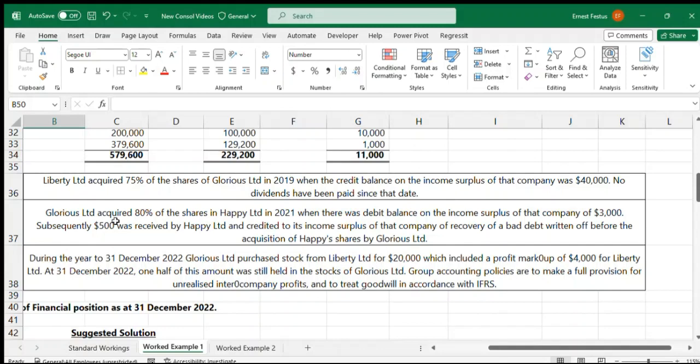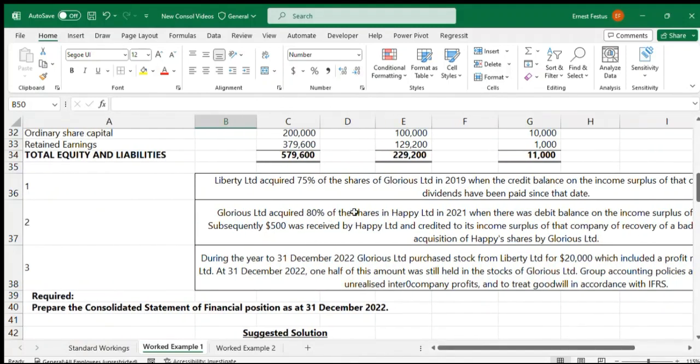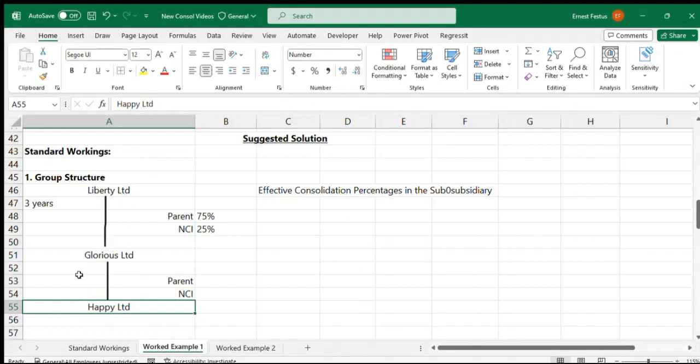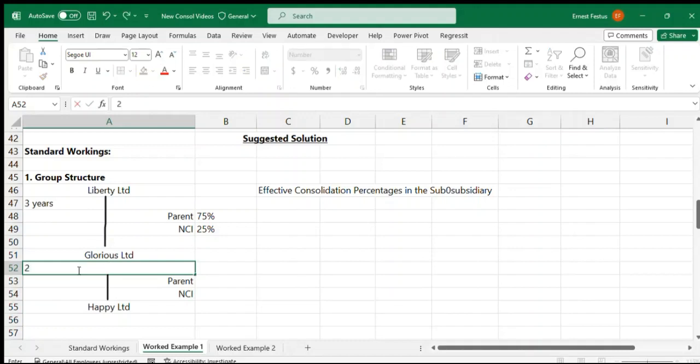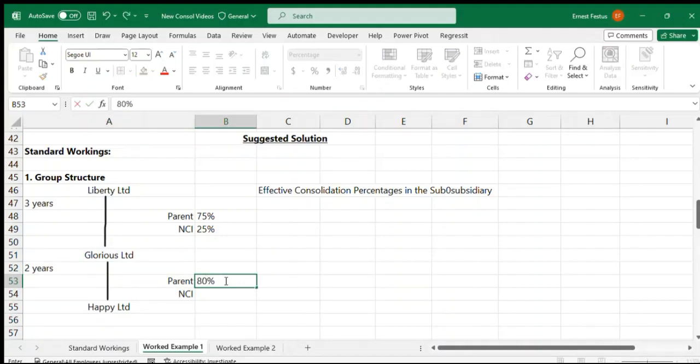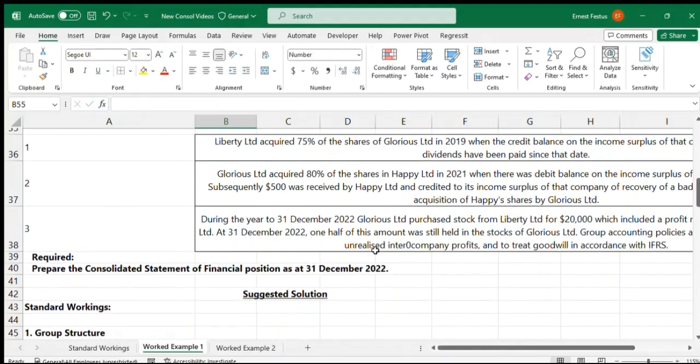Glorious Limited acquired 80% of the shares in Happy Limited in 2021. So we have Happy Limited here, and assuming the acquisition happened in January, that will be 2 years, and we acquired 80% there, so the non-controlling interest is 20%.